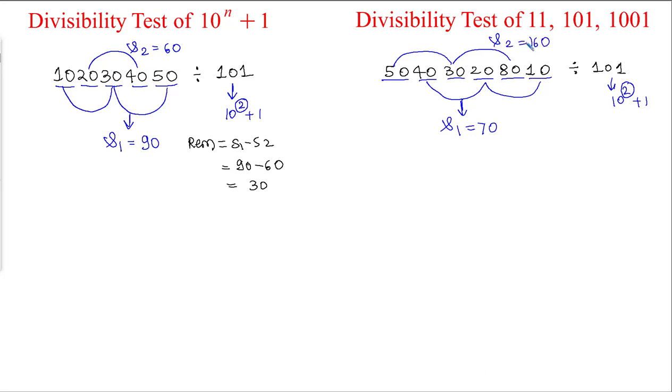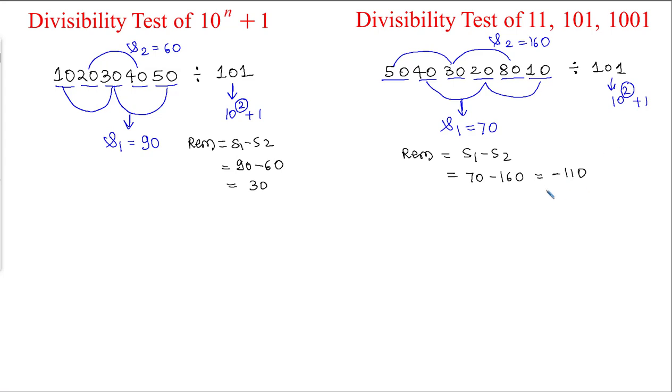So to find the remainder, we are not supposed to do 160 minus 70. The remainder is always going to be S1 minus S2. In this case, that is 70 minus 160. What is that equal to? Minus 90 is the remainder. But if we divide a number by 101, the remainder has to be less than 101, and it's supposed to be positive.